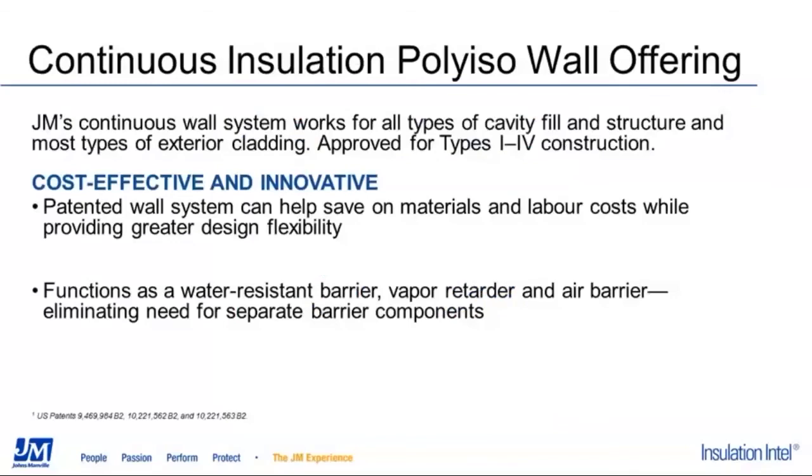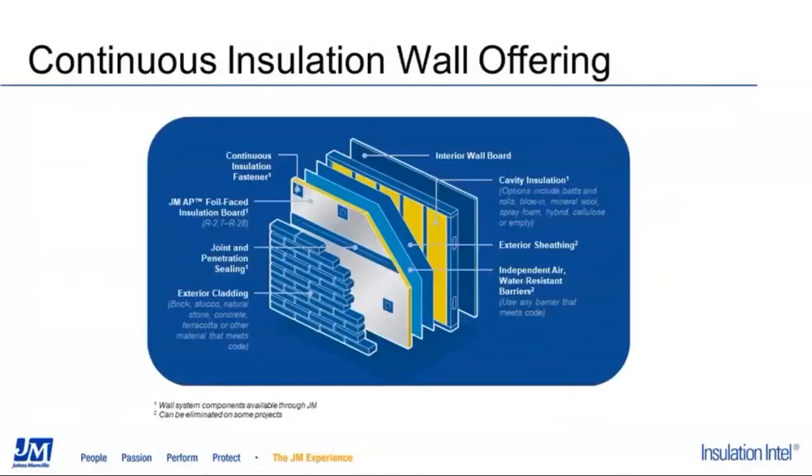So this is actually a patented wall system that's better demonstrated on the next slide here. So JM has a patented system that goes with most cavity insulations that you see in the yellow on the image here. The yellow is the inside of the building, and it works out to the exterior cladding, which in this case is masonry. So you have a couple of different layers there.